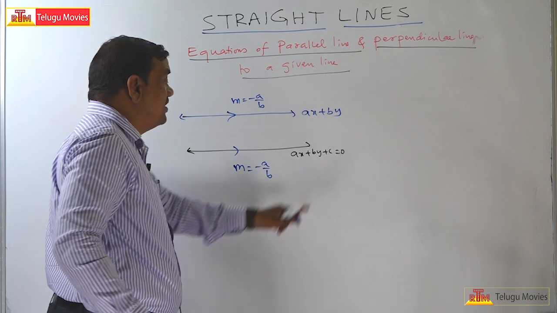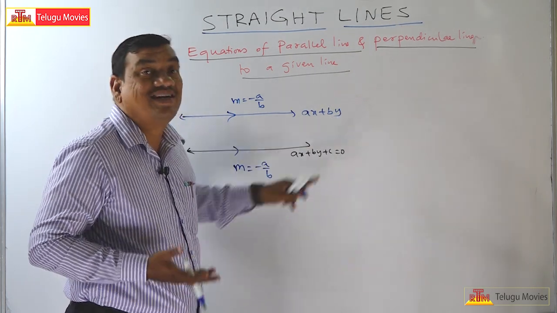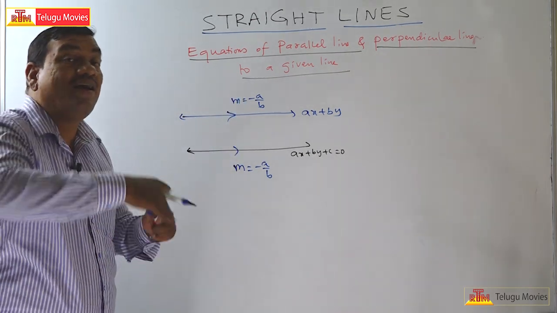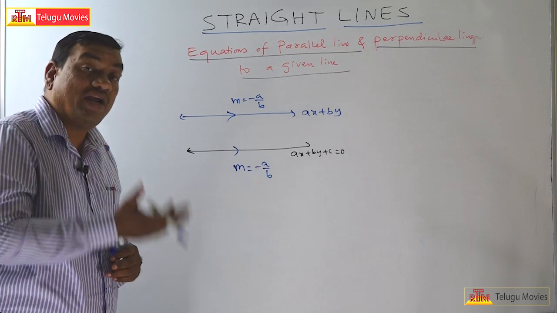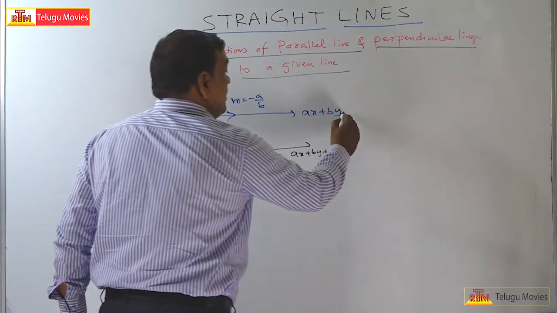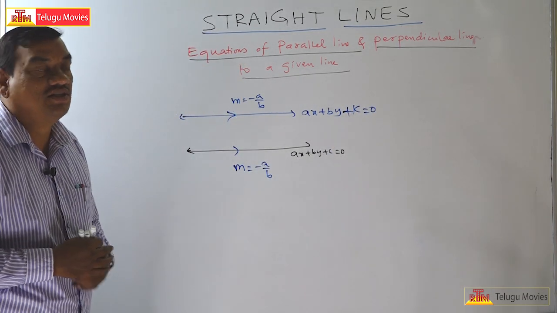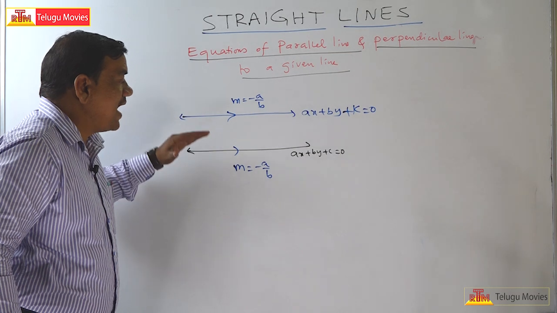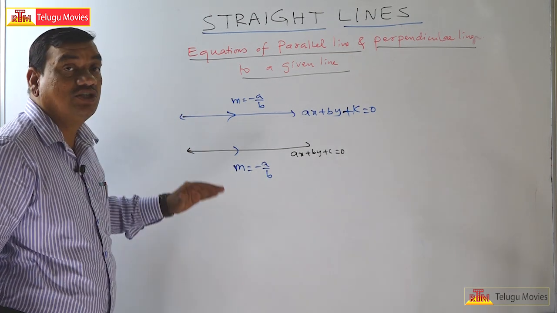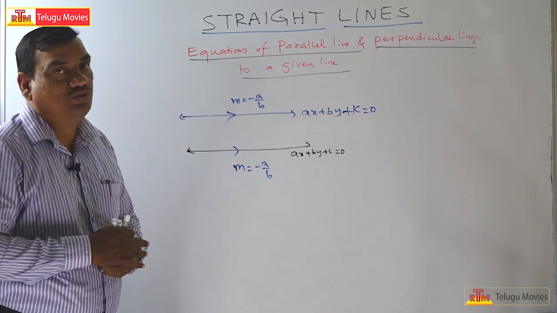What about the constant? The constant cannot be the same, no. If it is the same constant, here also if you take c, then both lines will coincide, so you cannot get another line. To get another line, you have to change the constant. That is why plus k is equal to 0. Understand this? So the equation of any line parallel to ax plus by plus c is equal to 0 is ax plus by plus k is equal to 0.